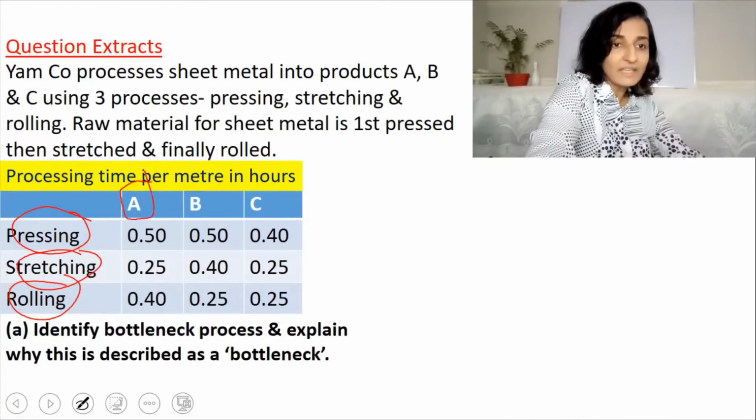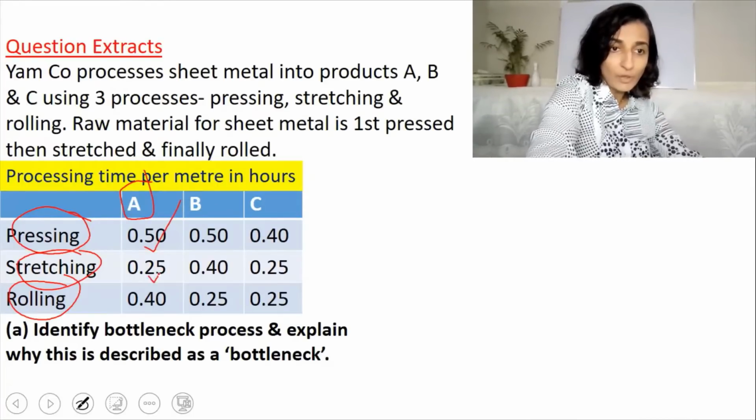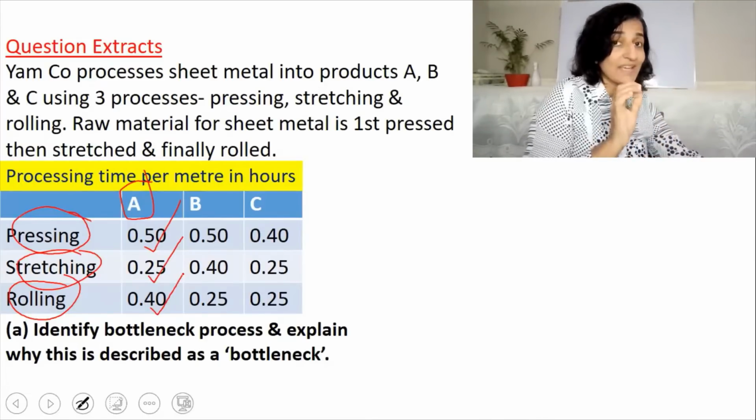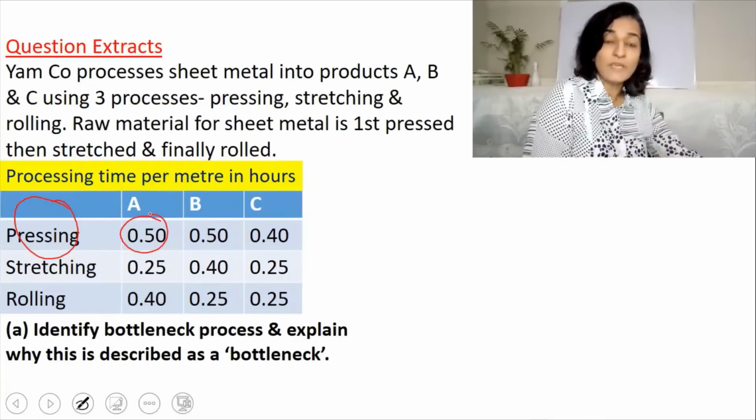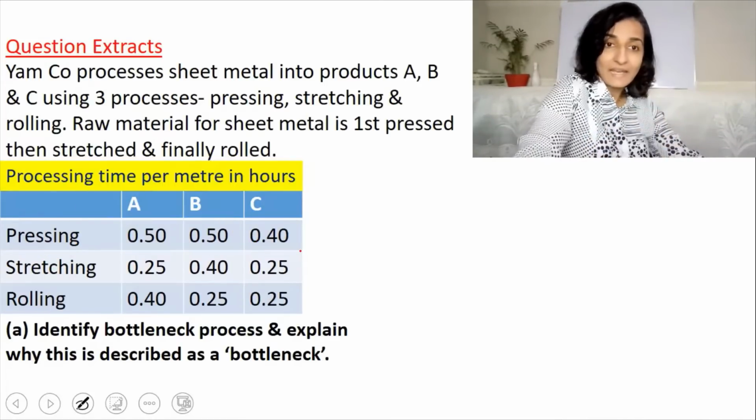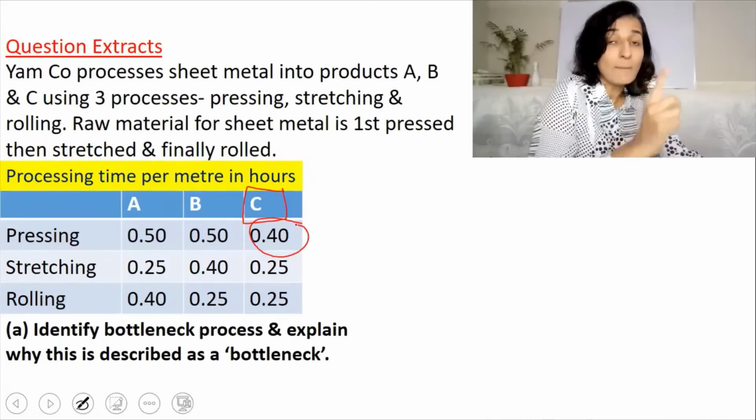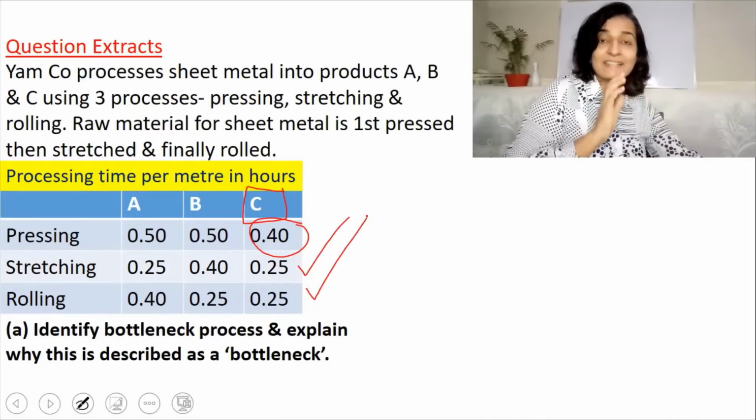For product A, it takes 0.5 hours per meter in pressing and only 0.25 and 0.4 in stretching and rolling process, which means that the maximum time is taken in pressing process for product A. Likewise, for product B, it is the pressing process which takes more time. The stretching and the rolling process takes lesser time. And as for product C also, it is the pressing process which takes the maximum time. The stretching and the rolling process takes lesser time.